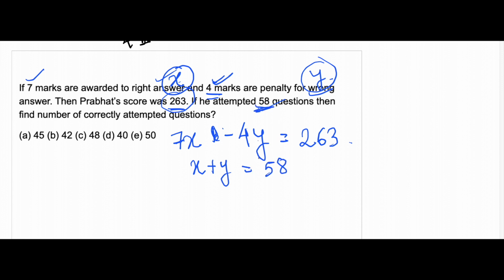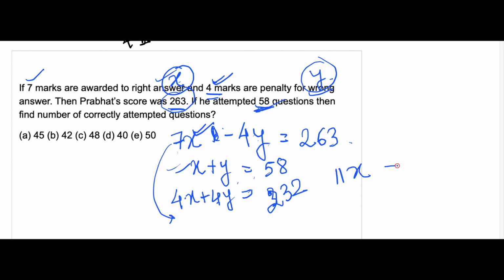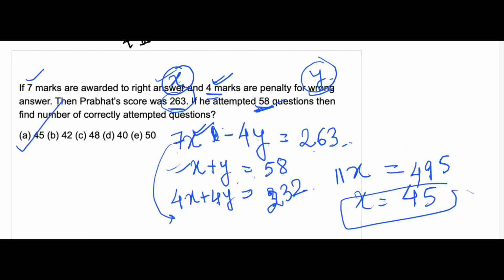Okay. Now just solve these two equations. You will get your answer. Then find the correctly attempted questions. So you need to find out the value of x. So let's multiply this by 4. 4x plus 4y is equal to 58 into 4, 232. So now let's add these two equations. So 4y cancelled out. 7x plus 4x, 11x is equal to 263 plus 232, 495. So x is equal to 45. Okay. So option A.